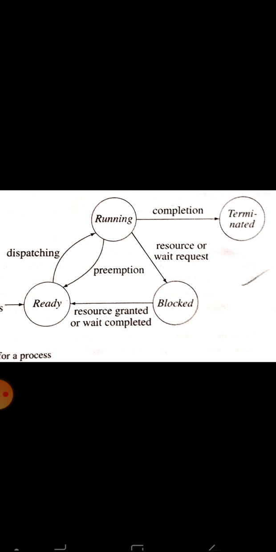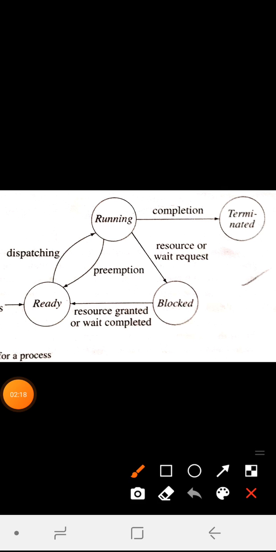So here if you take the first transition, running to terminated, it can occur when the process has completed its execution. On completion you can enter terminated, or if the OS has aborted it, then also it will be terminated. Similarly, you can go from running to blocked when a process has made a resource request or waiting request. Then running to ready will occur when that process has been preempted.